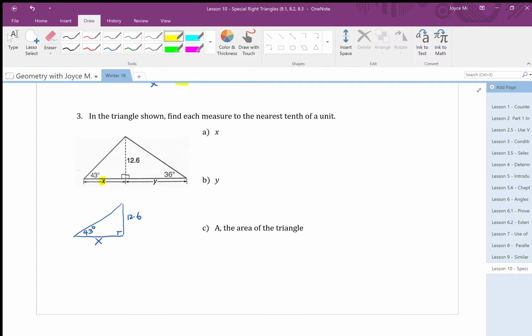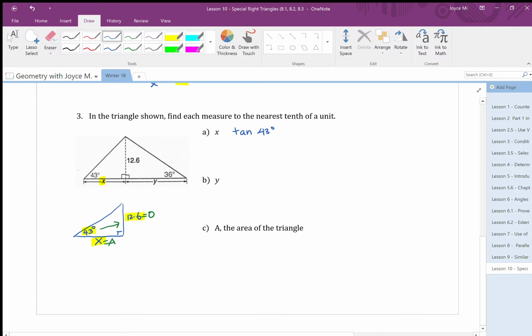Well, ask yourself, which trig function involves these 3 measurements here? We said 30 straight across is my opposite, so this is my opposite. This is my adjacent. Which trig function involves opposite and adjacent? Well, that is tangent. So for this one, I could say tangent of 43 degrees is equal to opposite over adjacent.